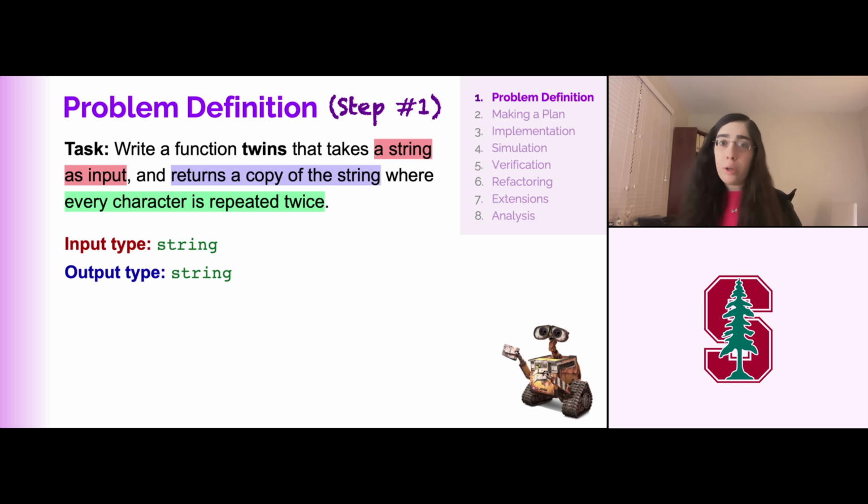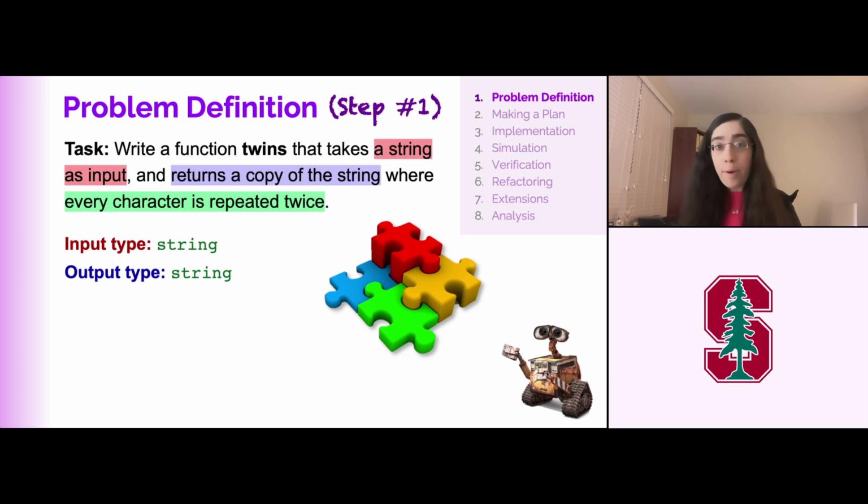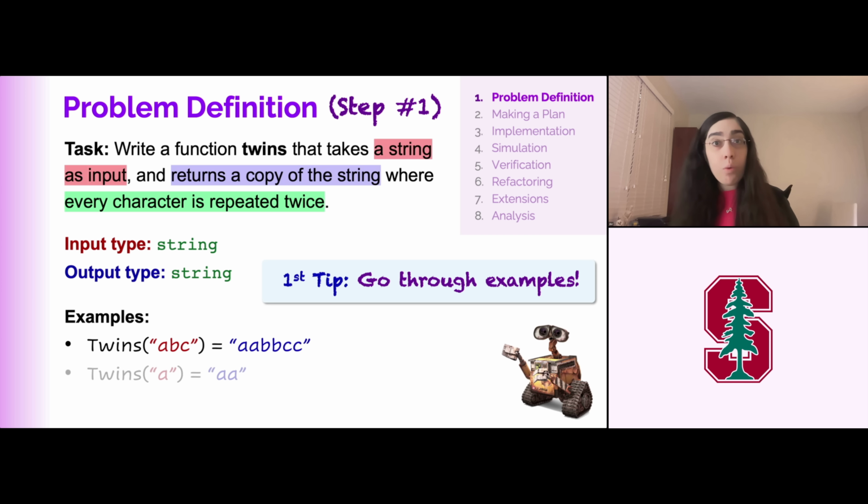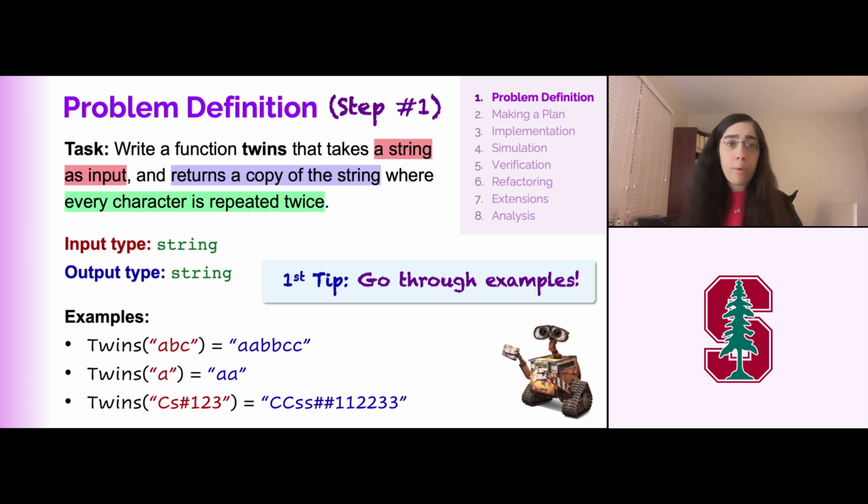When approaching a coding problem, it's a good idea to break it down to steps in order to figure out a solution. First, let's make sure we understand the task. One way to do so is by going through examples. So we see that when the input is a string ABC, the output should be AABBCC. When the input is A, the output should be AA. And likewise, for any other input string, the output duplicates each of its characters.